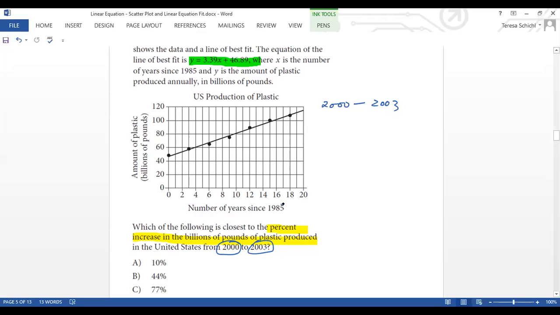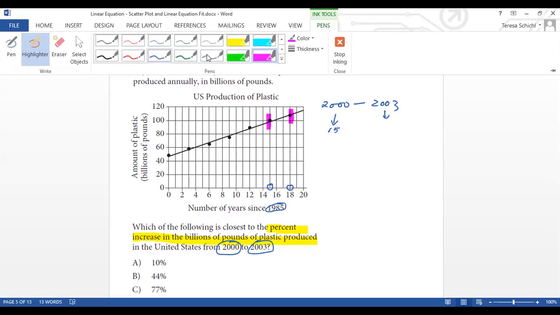2000, this is the number of years since 1985, so 2000 means I'm looking for the 15 here, correct? Then 2003 is 1, 2, 3, so I'm looking for 18 here. 15 is here, 18 is here. So now I can write it.